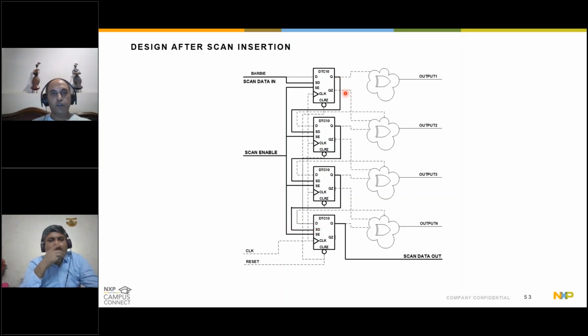Now basically these 4 flops are connected one after the other, and the output of one flop is feeding the scan data input of the next flop. So let's see how it helps. Okay. And at the end of the day, you have one scan data in, which is feeding the first flop, and one scan data out, which is connected to the output of the last flop in the scan chain, and in between the flops are connected back to back.